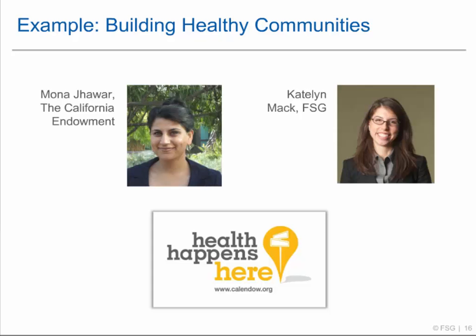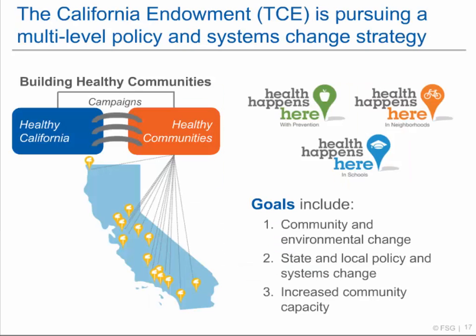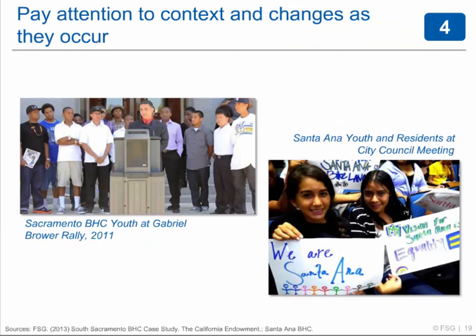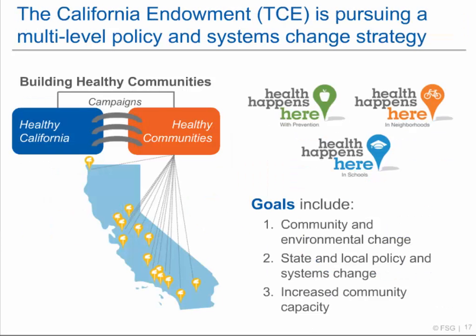Great. Thank you so much, Hallie. Can we move to the next slide? Thank you. All right. So the California Endowment is starting year 5 of our 10-year commitment to building healthy communities, where we're striving to create policy and systems change across the state by coupling statewide policy work, or the efforts of our Healthy California team, with the place-based approach, or the efforts of our Healthy Communities team.